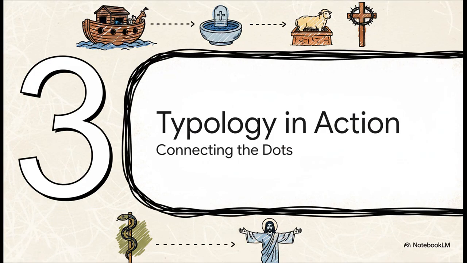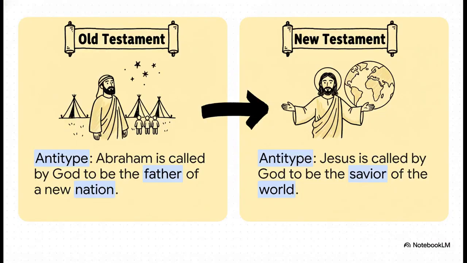Okay, so theory is one thing, but seeing typology in action, that's where it really comes alive. Let's look at some actual examples of how these narrative dots could be connected across the Bible. So here's a great example of a direct antitype. In the Old Testament, you have Abraham. He's called by God to be the father of a new nation. Then, the New Testament mirrors this with Jesus, who is presented as a savior for the entire world. So the role is really similar, this foundational figure, but the scope, it's just massively expanded.